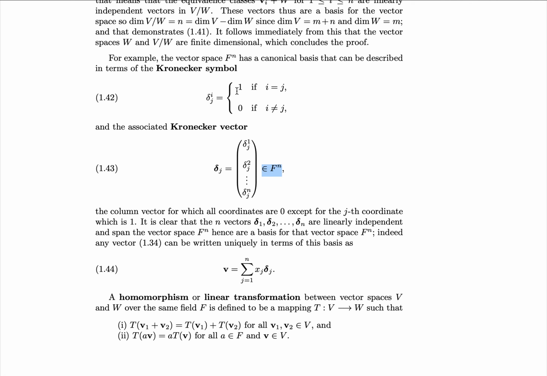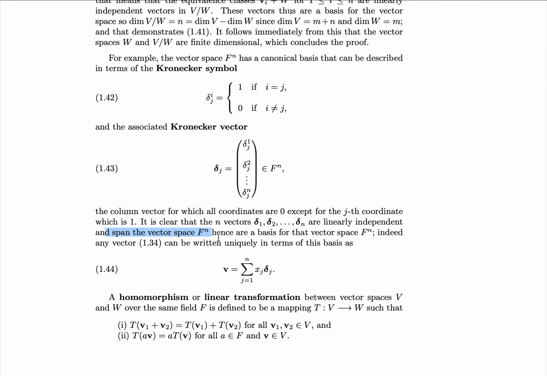We note that by the property of the Kronecker delta, this will be 1 in one entry and 0 in all other entries, in the sense that delta_1 is going to be 1, 0, 0, 0, 0. Delta_2 is going to be 0, 1, 0, 0, 0, all the way up to delta_n, which is going to be 0, 0, 0, all the way up to 1. That is, all the coordinates are 0 except for the jth coordinate, which is a 1. And you see that the n vectors are linearly independent and span the vector space F^n.